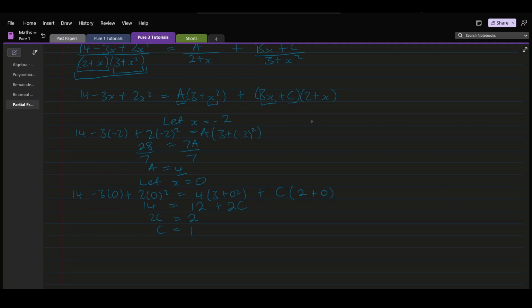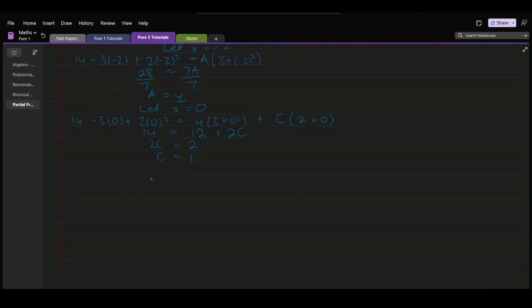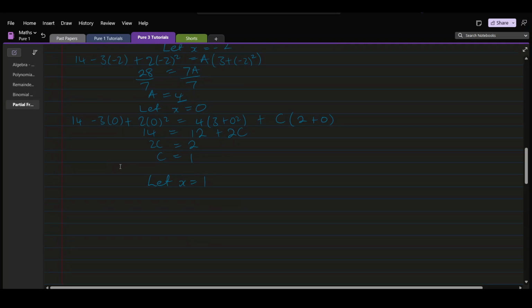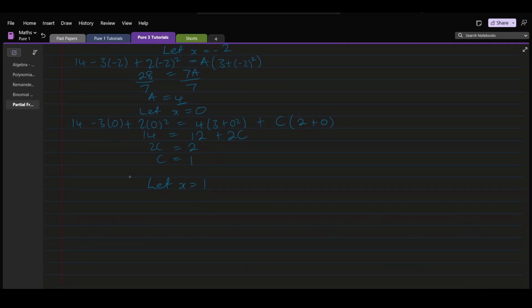In this case, we're going to use x is equal to 1. So let x equal 1. So that becomes 14 minus 3 times 1 plus 2 times 1 squared is equal to a, which is 4, times 3 plus 1 squared plus bx. Bx is b times 1, plus c, which is 1, times 2 plus x, which is 1.